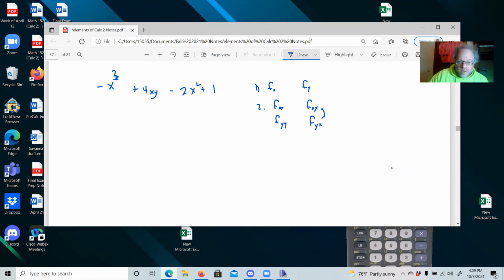Okay. We are going to set, right, fx equal to 0, fy equal to 0. We're going to get a system of equations, all right, and then we're going to solve this system. Solve the resulting system.